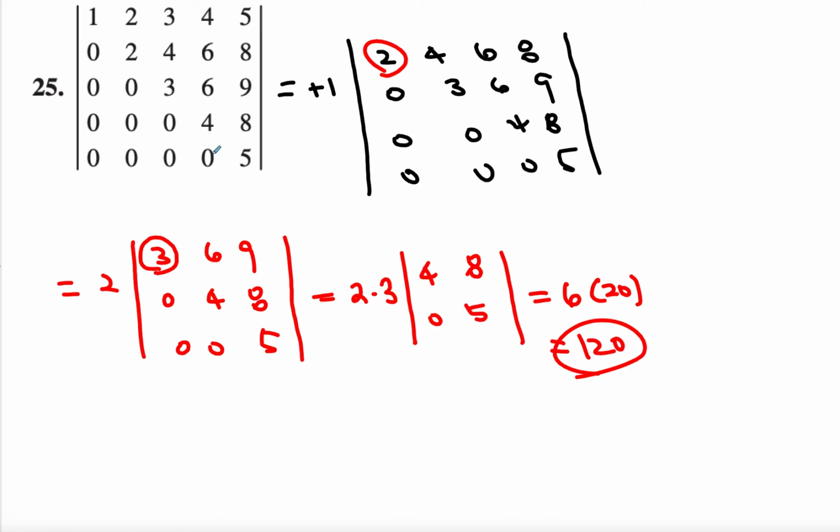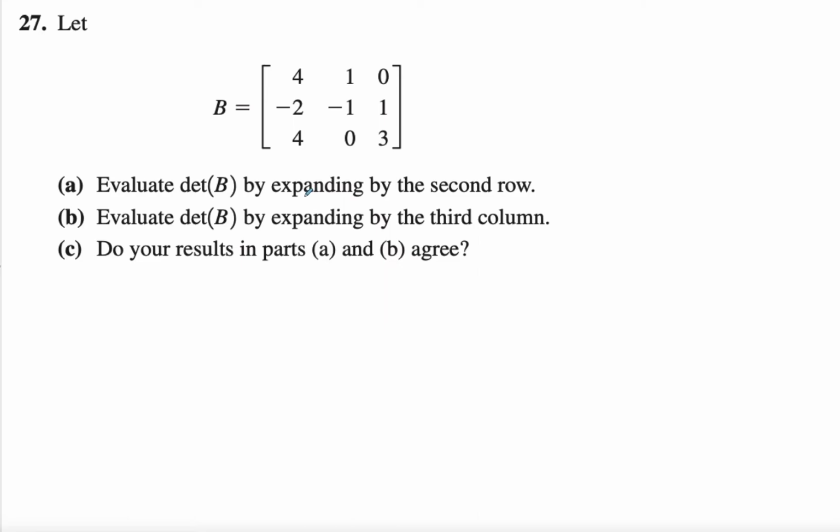Now, let's look at the next question. Number 27: evaluate the determinant of B by expanding by the second row. So they want you to first expand it by this row.